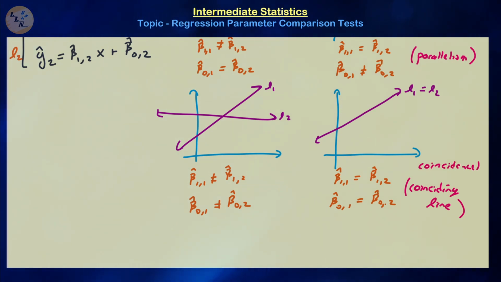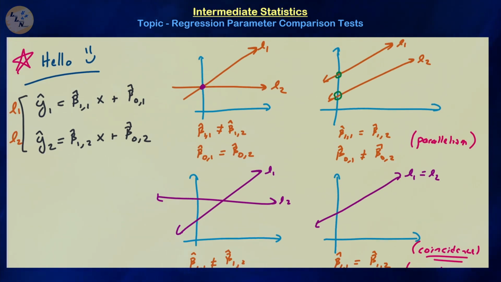Coincidence. Test for coincidence. That is, they are equal to one another in both parameters of the structure. So let's first off focus on the beta 1s. Is there a significant difference between the slopes of these lines? Let's briefly talk about the interpretations of these parameters.